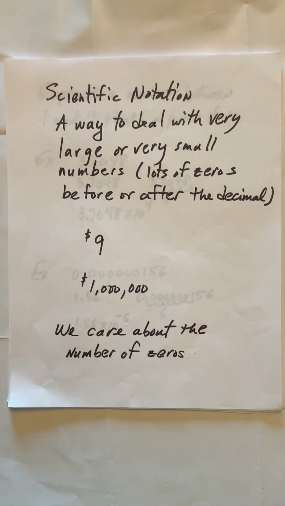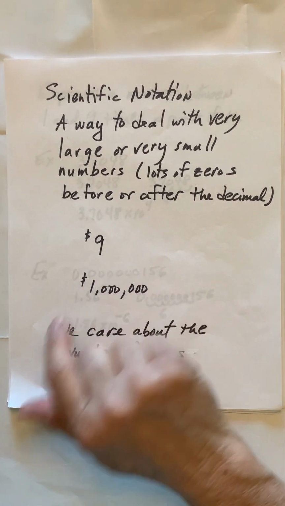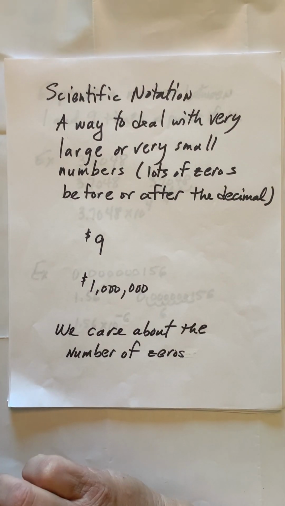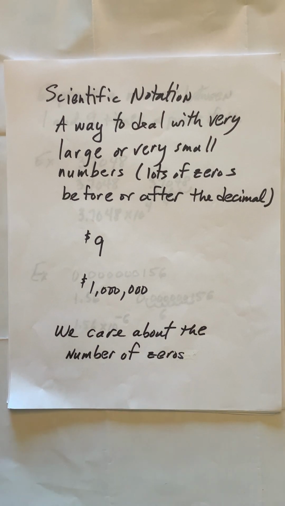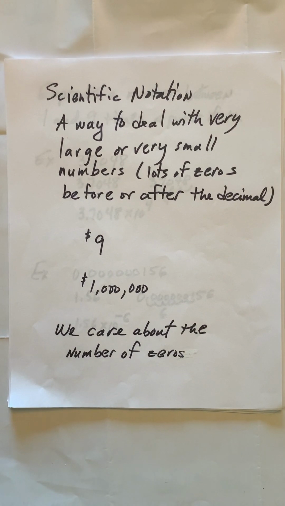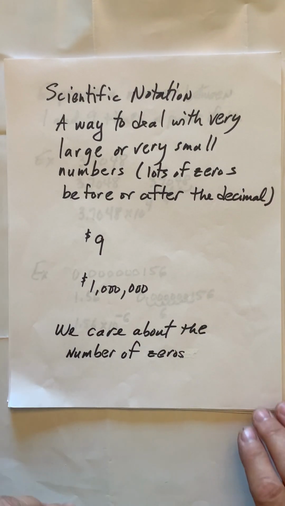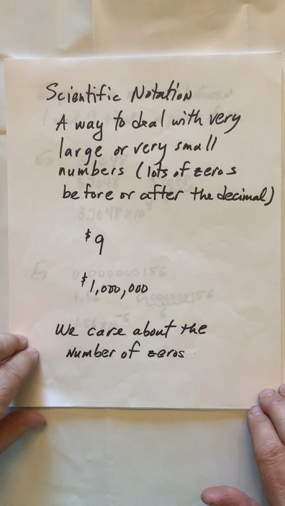The other thing I just want to make sure we remember is scientific notation. And scientific notation is a way of dealing with really big numbers. And again, we're talking about end behavior, so we're talking about big numbers. Or very small numbers. So you might have a number like 0.000000072, a very small number. And it's either very large or very small because you have a lot of zeros before or after the decimal, right? So either to the left or to the right of the decimal.